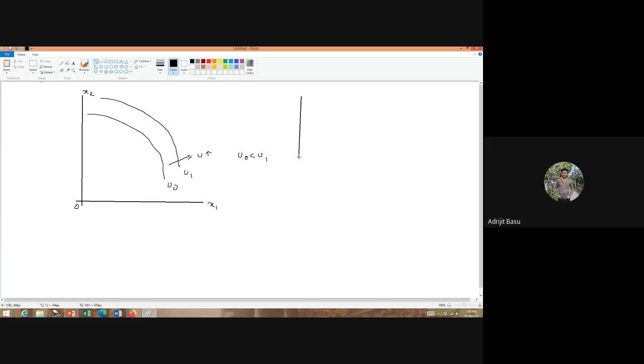I'm redrawing it here so that you don't get confused. Sir, the upper part is the better set, and the lower part is the worse set. Okay. Right. So this is almost the same as in the earlier case, only the nature of the curve has changed.